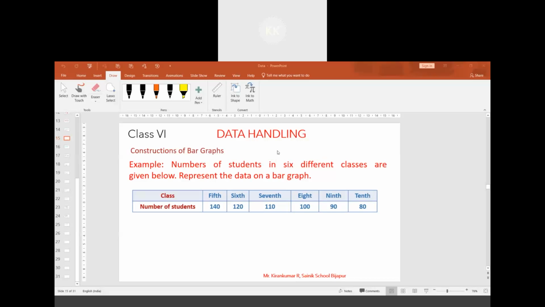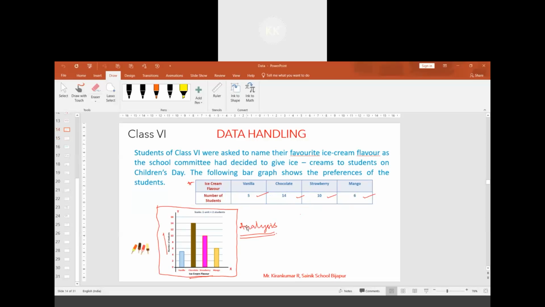We had discussed till here. Data handling, sir. You all know how to do a pictograph. This is known to you. How do we do a pictograph?